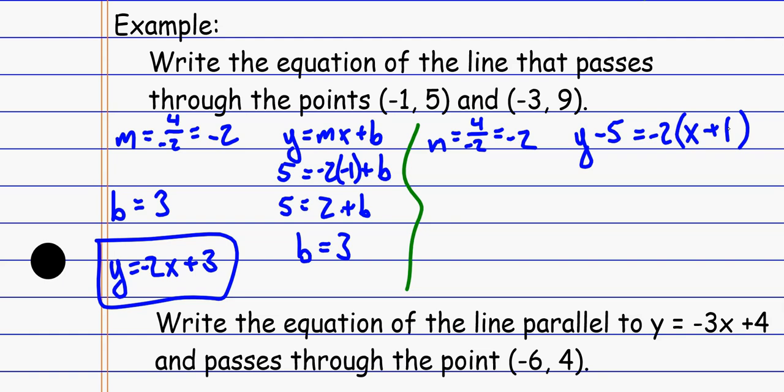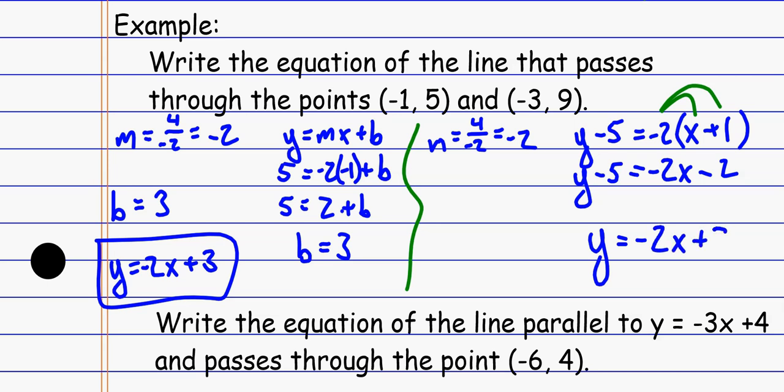All right? We don't typically use point-slope form as much. So typically we want to rewrite this in something like slope-intercept form. It really depends on the question. To rewrite it in slope-intercept form, I just distribute. See, I'm solving for y. And now I add that 5 over to the other side. And when I add that 5, look at that. I get the same thing. y equals -2x plus 3.